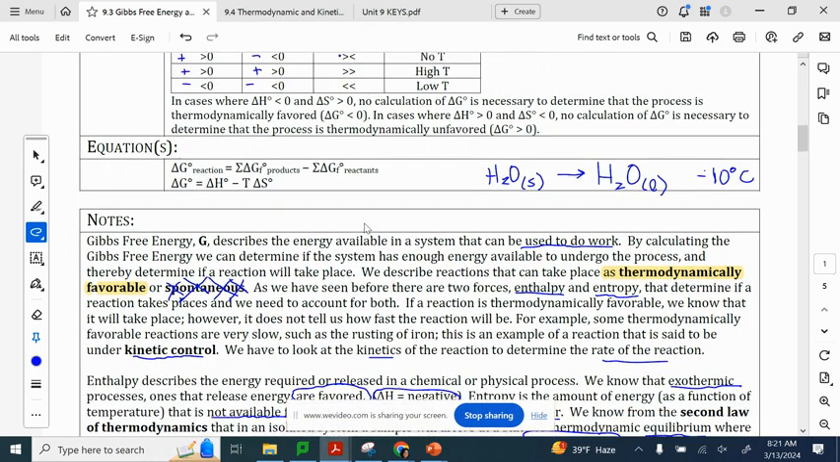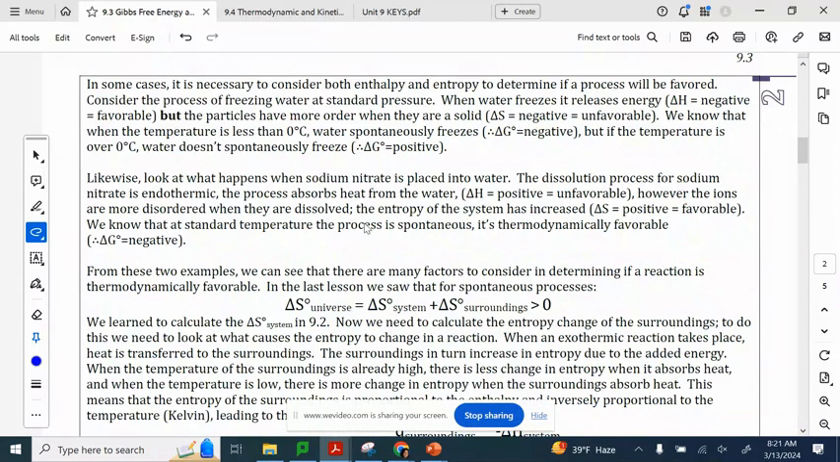All right. So we got some of that stuff kind of brought in. In some cases, it's necessary to consider both enthalpy and entropy to see if it will be favored. So that's what I was saying. With the water freezing, you can look at that and determine whether it's going to happen.